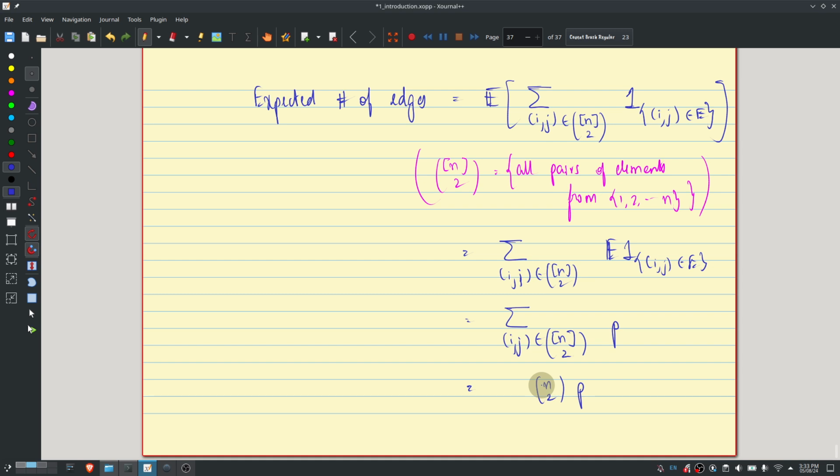The number of edges can be modeled as a binomial random variable. The number of edges is indeed a binomial random variable. Yes, sure, you can do that also.